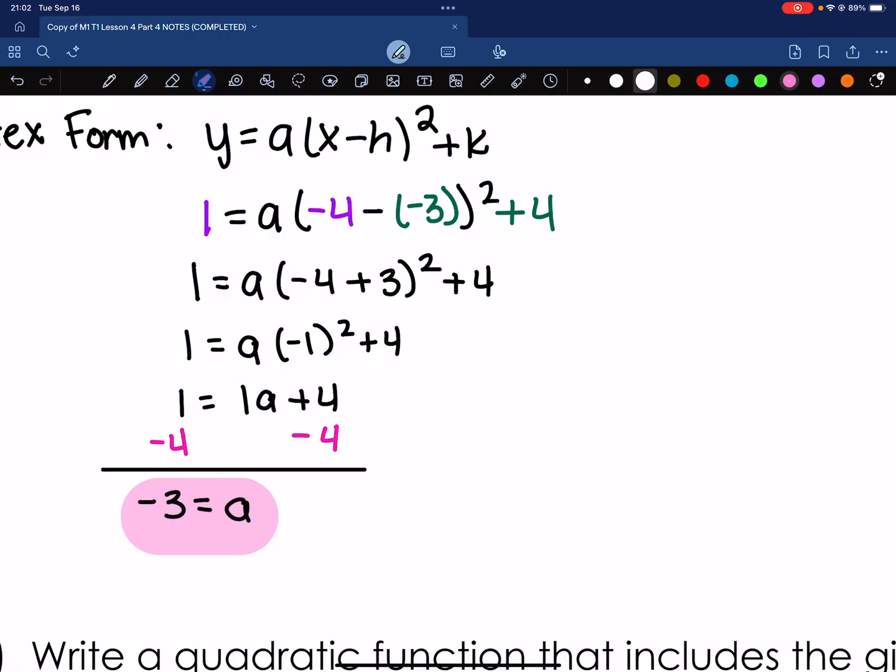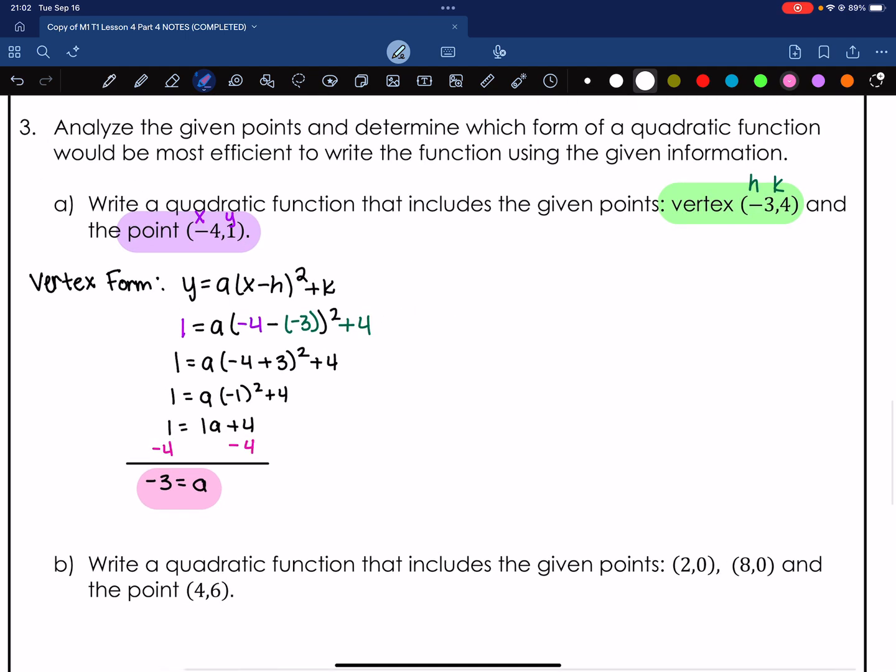And so that would be our equation that goes through the vertex of negative 3, 4 and has the point negative 4, 1. So let's go ahead and write our equation. So we have y equals negative 3 times x minus, and we're plugging in negative 3, squared, plus 4. Go ahead and clean up the double negative on the inside. And again, if you can just do that without writing the first step, that's perfectly fine. But if you need to write it, please make sure you write it. So this right here would be our equation.